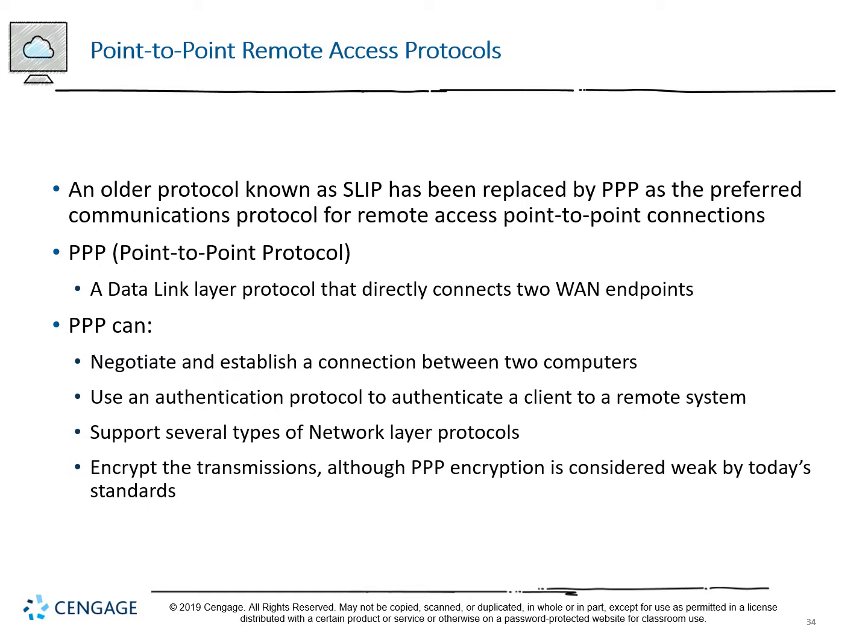There's an older protocol known as SLIP that we used to use, which has now been replaced by PPP, or Triple P, as the preferred communications protocol for remote access point-to-point. So PPP is a data link layer protocol that directly connects two endpoints of a WAN. The PPP protocol, or PTP protocol, can negotiate and establish a connection between two computers, use an authentication protocol to make sure that a client and a remote system are able to verify one another, support several types of network layer protocols, and encrypt transmissions, although PPP is considered fairly weak by today's standards. We do also want to augment that where we can.